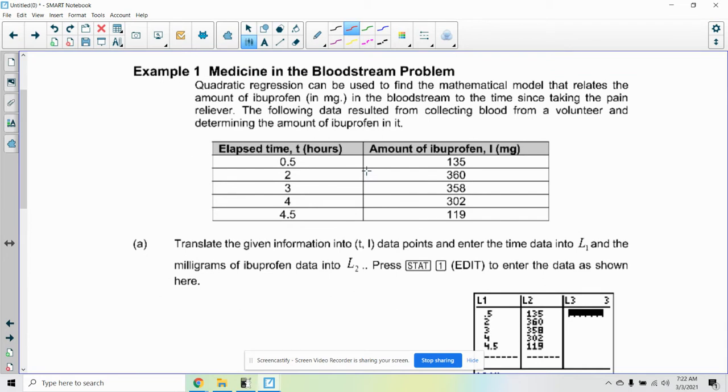It says medicine in the bloodstream problem, very original. Quadratic regression can be used to find the mathematical model that relates the amount of ibuprofen in the bloodstream to the time since taking the pain reliever. The following data resulted from collecting blood from a volunteer and determining the amount of ibuprofen in it. Here is our time in hours, and here is our amount of ibuprofen in milligrams.